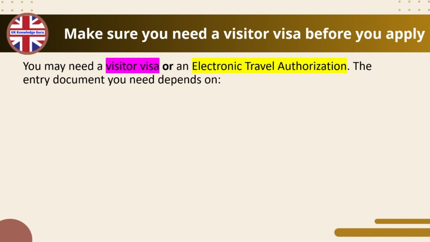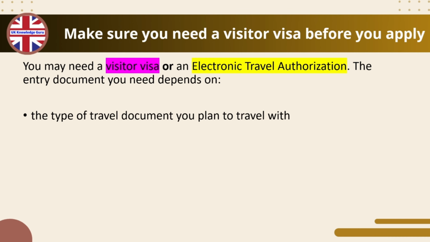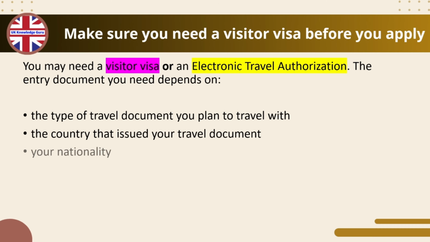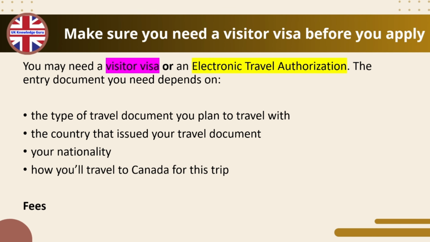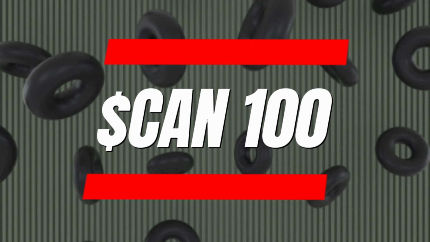Make sure you need a visitor visa before you apply. You may need a visitor visa or an electronic travel authorization, also known as an eTA. The entry document you need depends on the type of travel document you plan to travel with, the country that issued your travel document, your nationality, and how you will travel to Canada for this trip. The fee starts from 100 Canadian dollars.